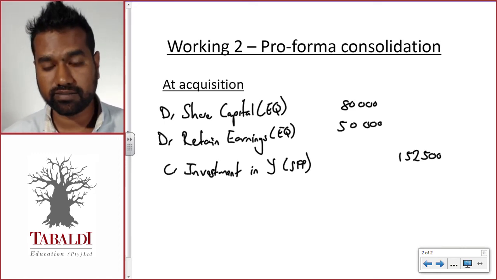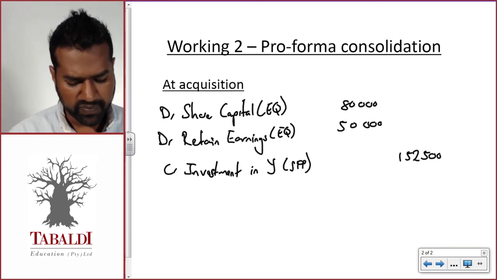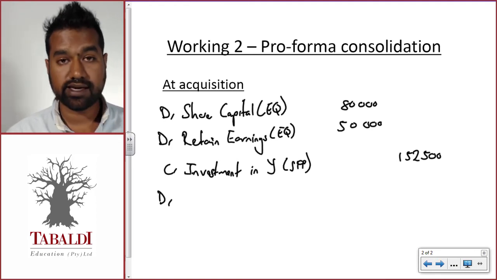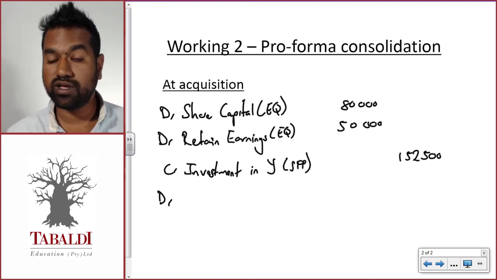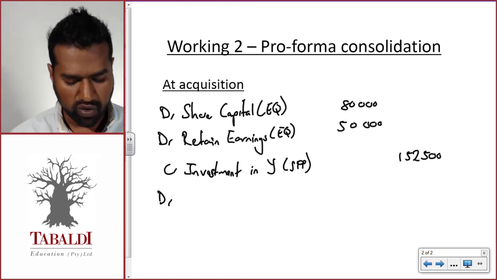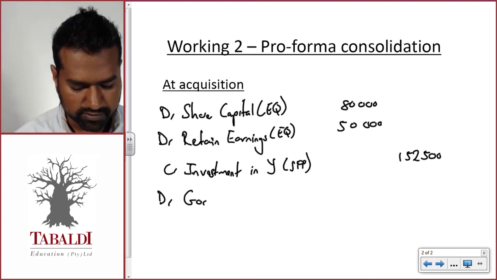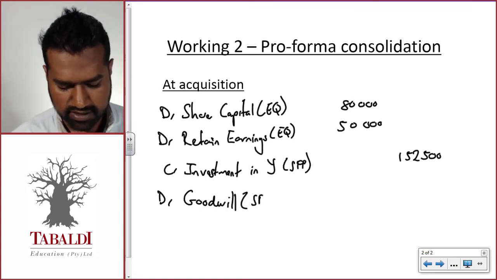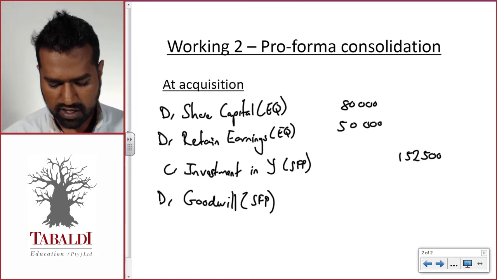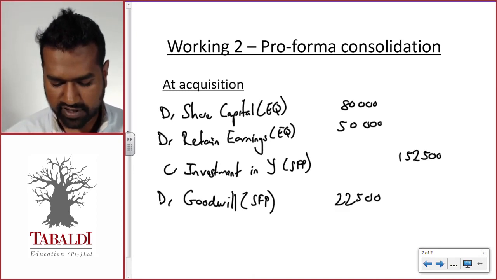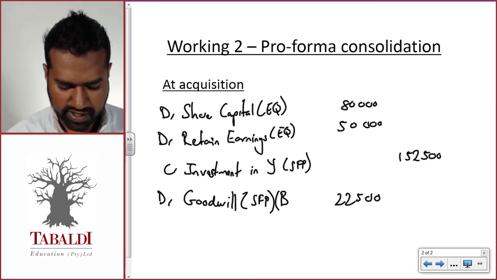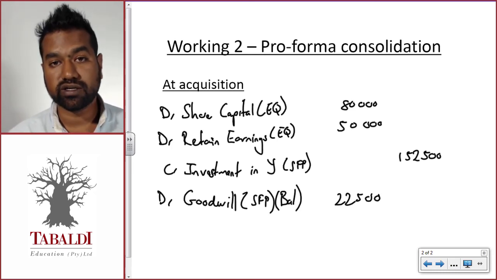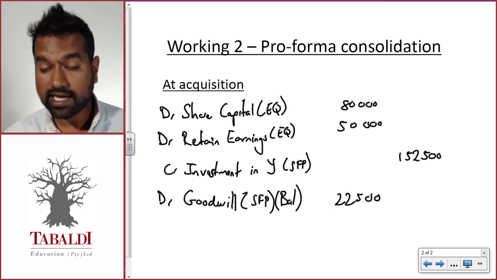There's a missing figure here. So if you add it up, you're going to see that the balancing figure is going to give you a debit. Now in this case, we paid more for the actual value of the entity. When you pay more, it gives rise to goodwill, which is an asset, so it's statement of financial position, and the difference is 22,500. Don't forget to put there, it is a balancing figure of this journal. And that is the at acquisition journal.